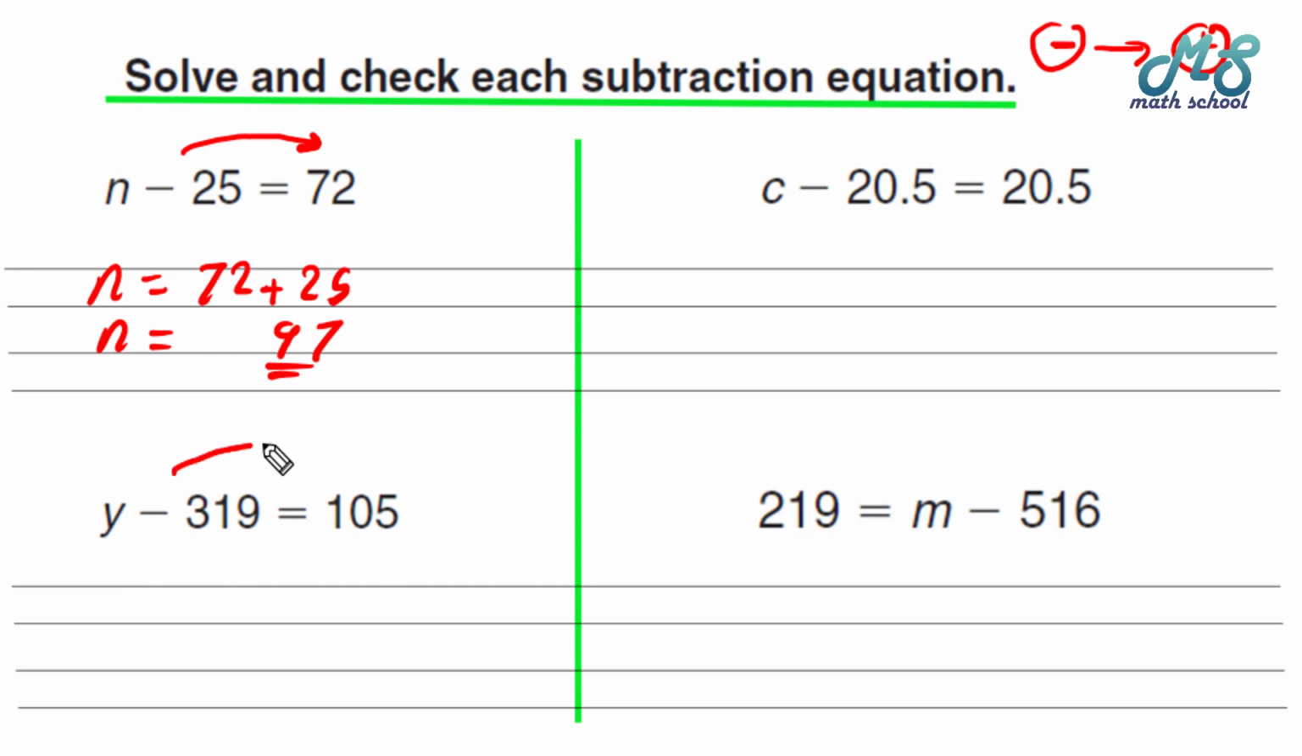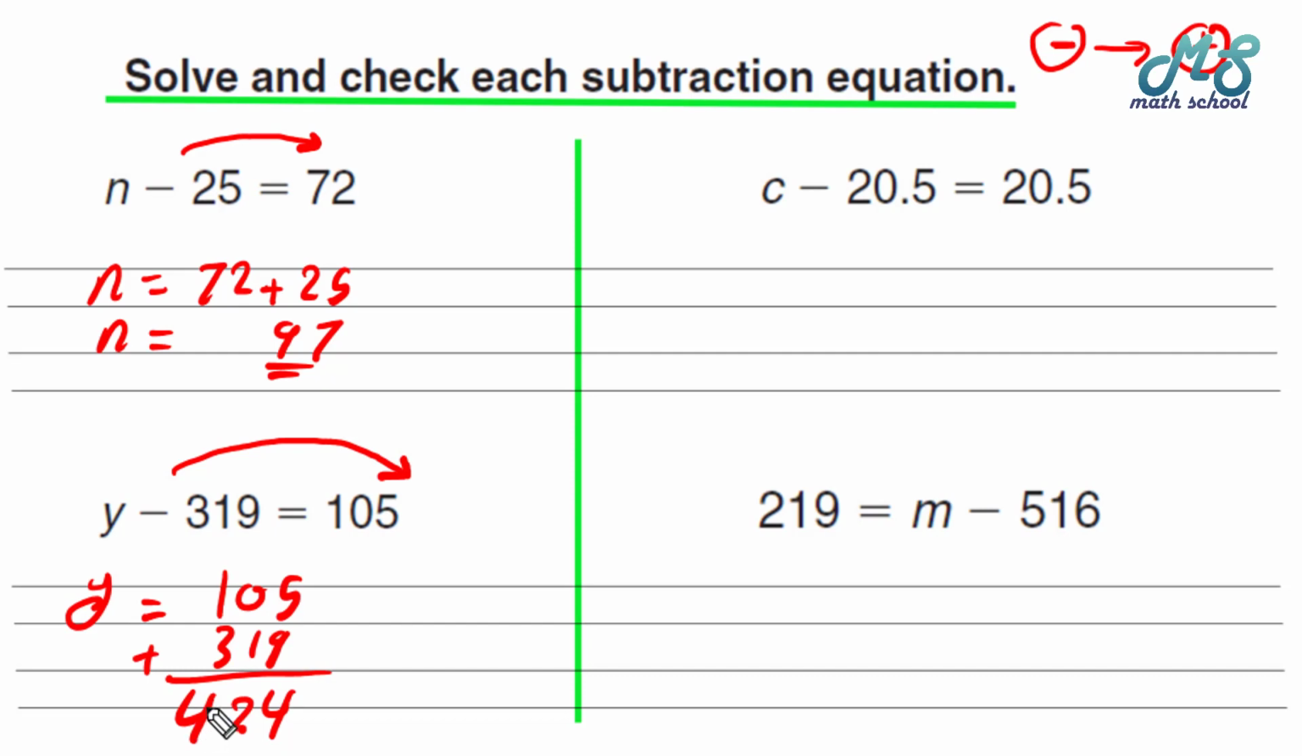y minus 319 equals 105. To find the value of y, just move 319 to the other side to be added. We can write y is equal to 105 plus 319. Just add the two numbers, 5 plus 9 equals 14. Bring down 1, 1 plus 3 equals 4. So we get 424.